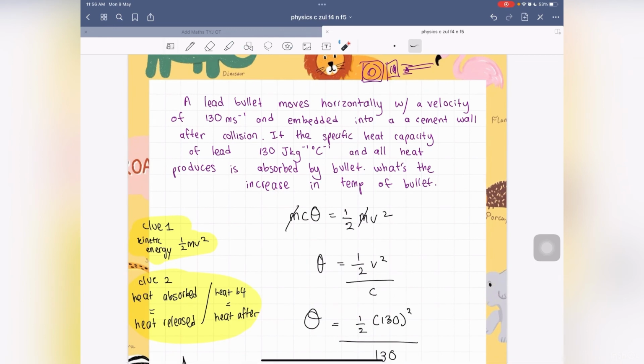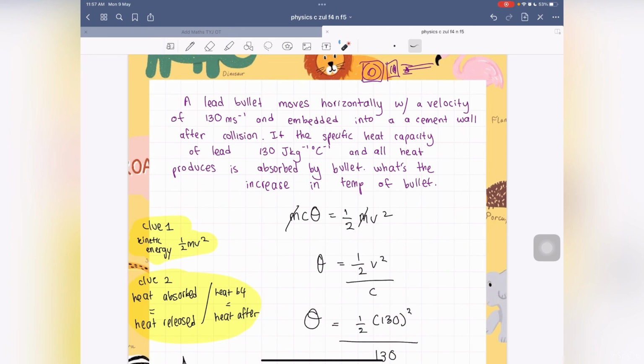A lead bullet moves horizontally with a velocity of 130 meters per second and is embedded into a cement wall after collision. If the specific heat capacity of the lead is 130 and all heat produced is absorbed by the bullet, what's the increase in temperature? So heat absorbed equals heat released, or heat before equals heat after. So just take the two energies together.